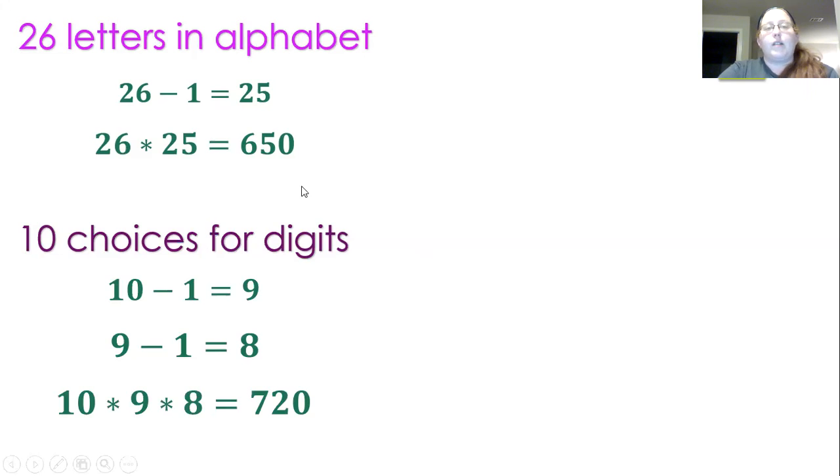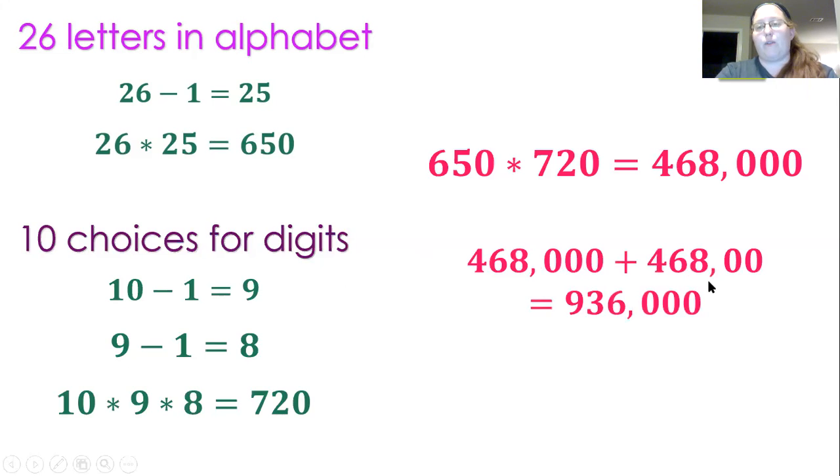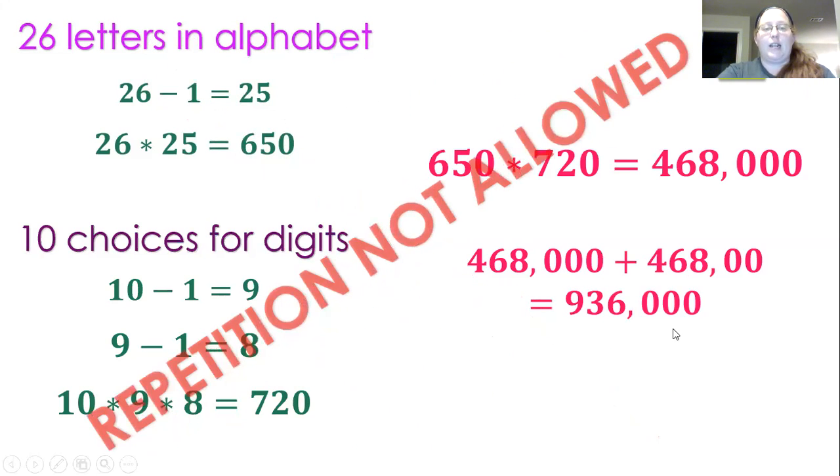To get these combinations, you multiply 650 by 720, and you get 468,000 combinations for 2 letters followed by 3 digits. Again, it's the same for the 3 digits followed by the 2 letters, so you add those together. 468,000 plus 468,000 equals 936,000 combinations for license plates. And this, again, like I said, is when repetition is not allowed.